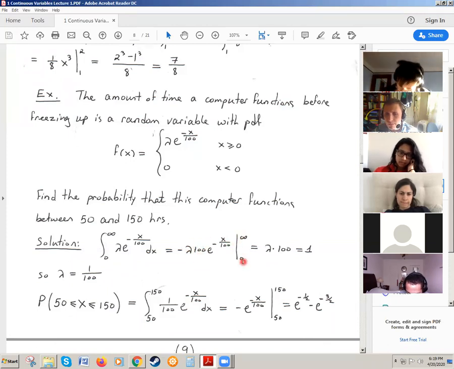Now, when I put in 0 and infinity, at infinity, this is 0. So I get simply lambda times 100 equal to 1, which means lambda equals 1 divided by 100. Good? Simpler than one could imagine, yes?